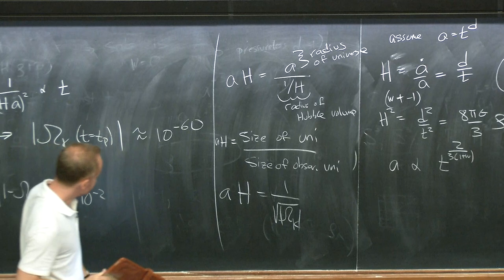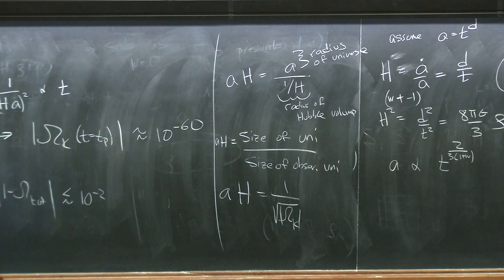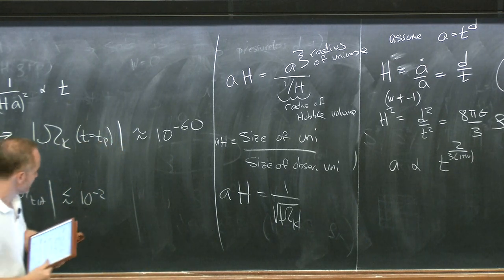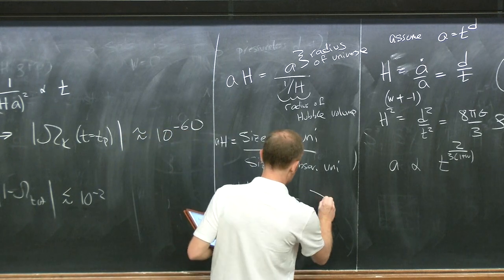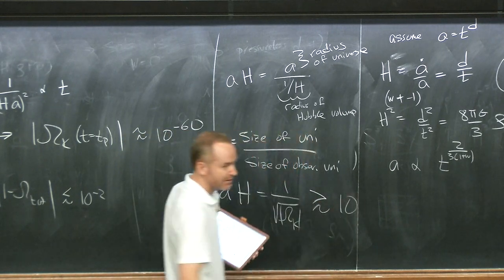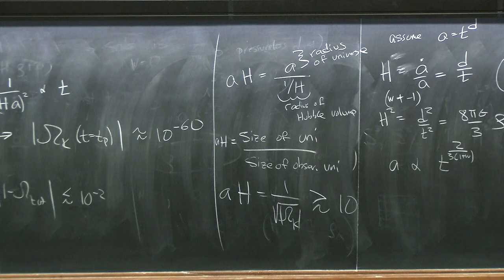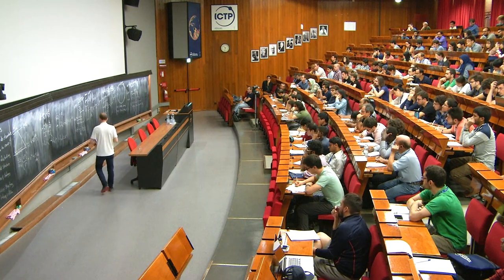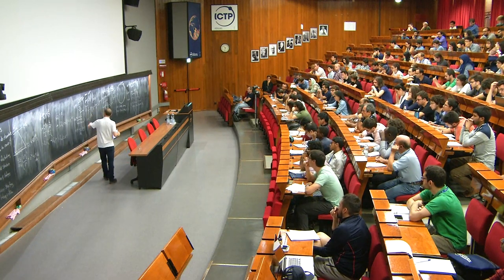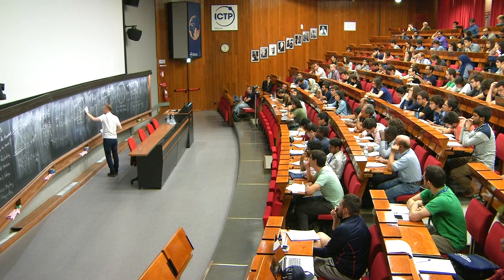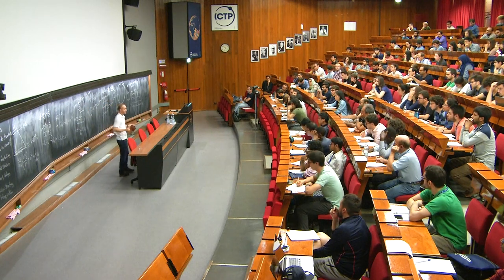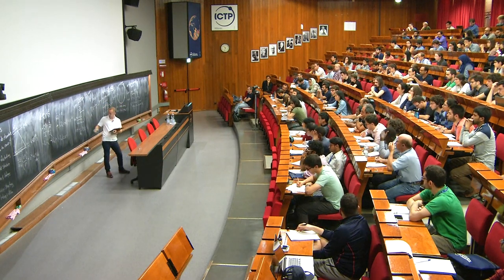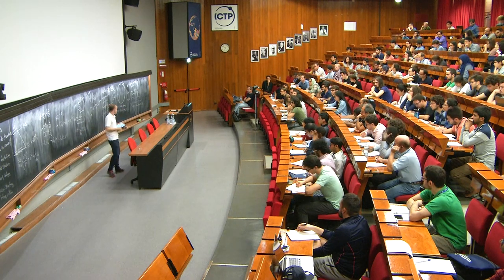So the fact that observation tells us that omega k is less than 10 to the minus 2 tells us that AH is greater than about 10. So what we know today is that if the universe has a curvature, if it's a sphere, the radius of that sphere is about 10 times bigger than the observable universe, than our Hubble volume today. 10, because it's the square root, it's 1 over the square root of omega k.